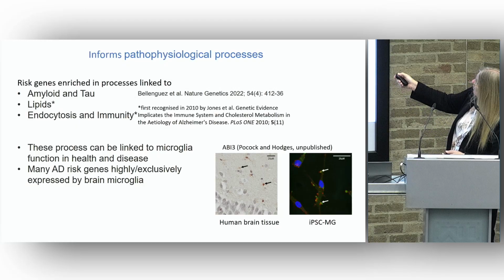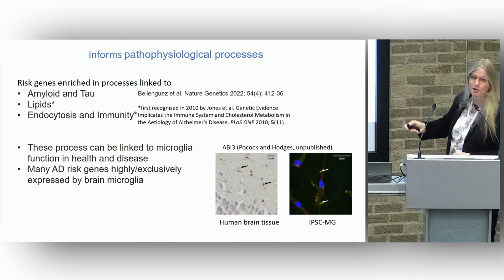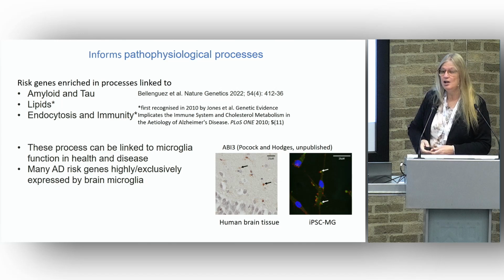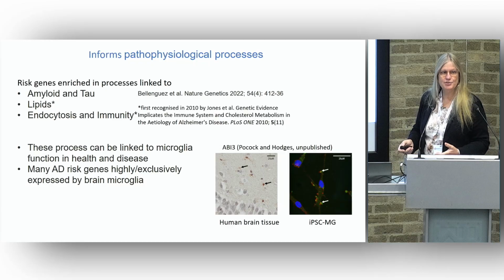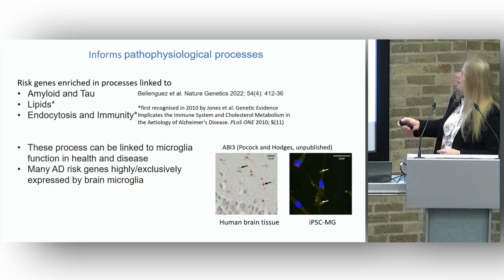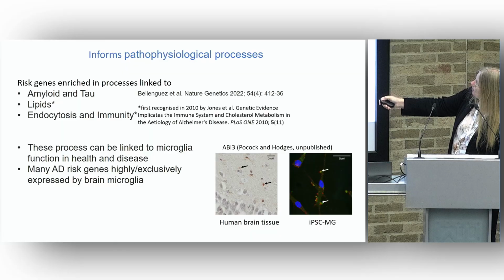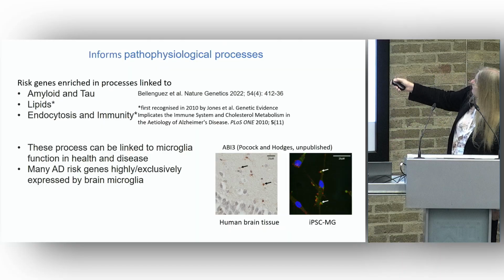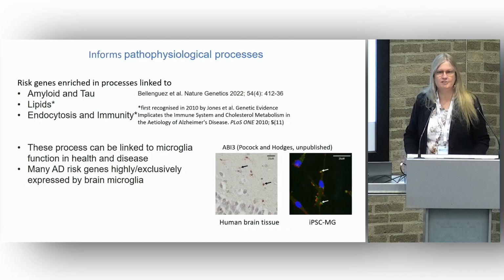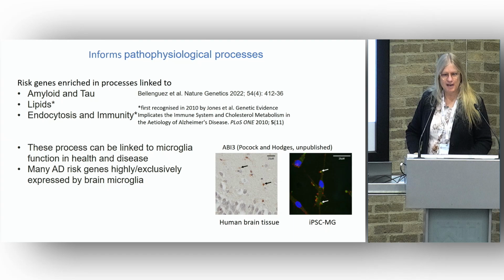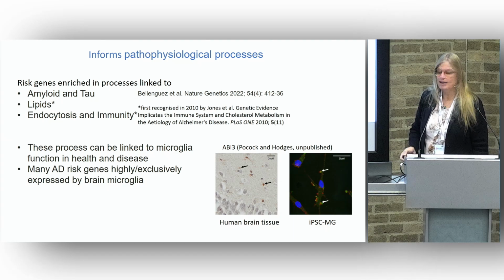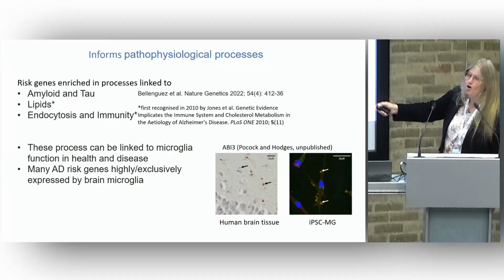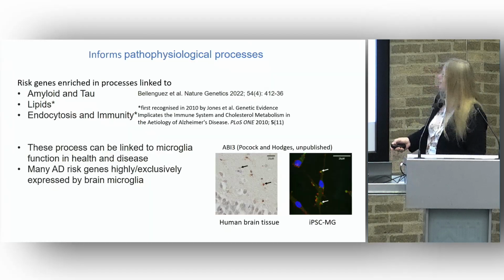So, as I already suggested, it informs pathophysiological processes. Back in 2010, one of my former colleagues, the late Leslie Jones at Cardiff University, was probably the first to recognise that a lot of these risk genes were falling into some solid areas of biology: lipid biology, endocytosis and immunity, and of course we already knew quite a lot about amyloid and tau. This is underlined in this recent Nature Genetics paper by Linguas et al., a huge effort, a really large GWAS study where they've added further genes to the list, but these fundamental processes seem to be overrepresented in the genes associated with the disease.